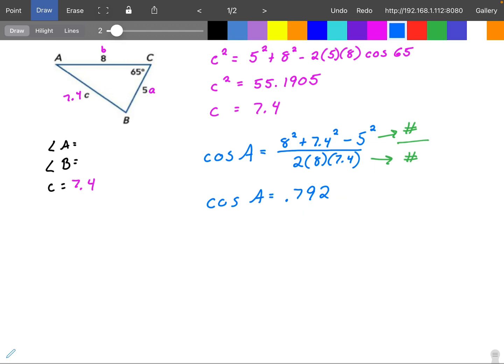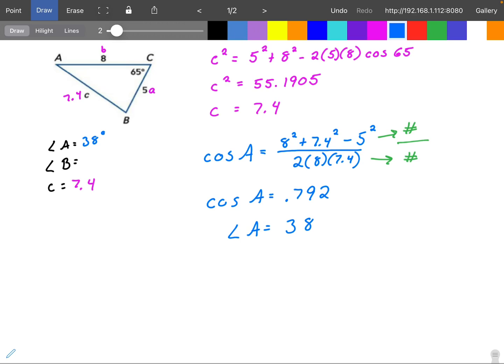All right, once we have that, then we're going to use the calculator to actually find the angle. So for angle A, you're going to hit second cosine, and then second answer, and you're going to come up with that your angle is approximately 38. So angle A is 38 degrees.